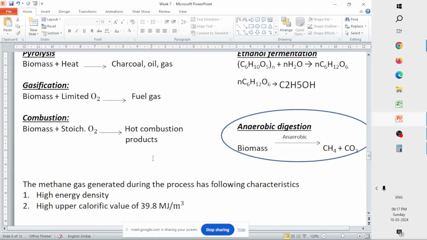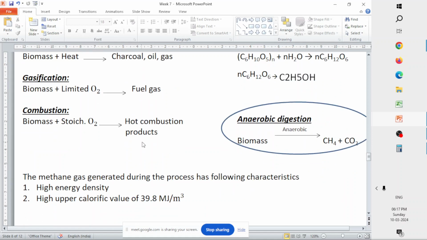The methane that gets generated during this process has a few characteristics. It has high energy density and a very high upper calorific value of 39.8 megajoules per meter cube. So it's like 39.8 times 10 power 6 joules per meter cube. That is very high, and it has a high energy density.